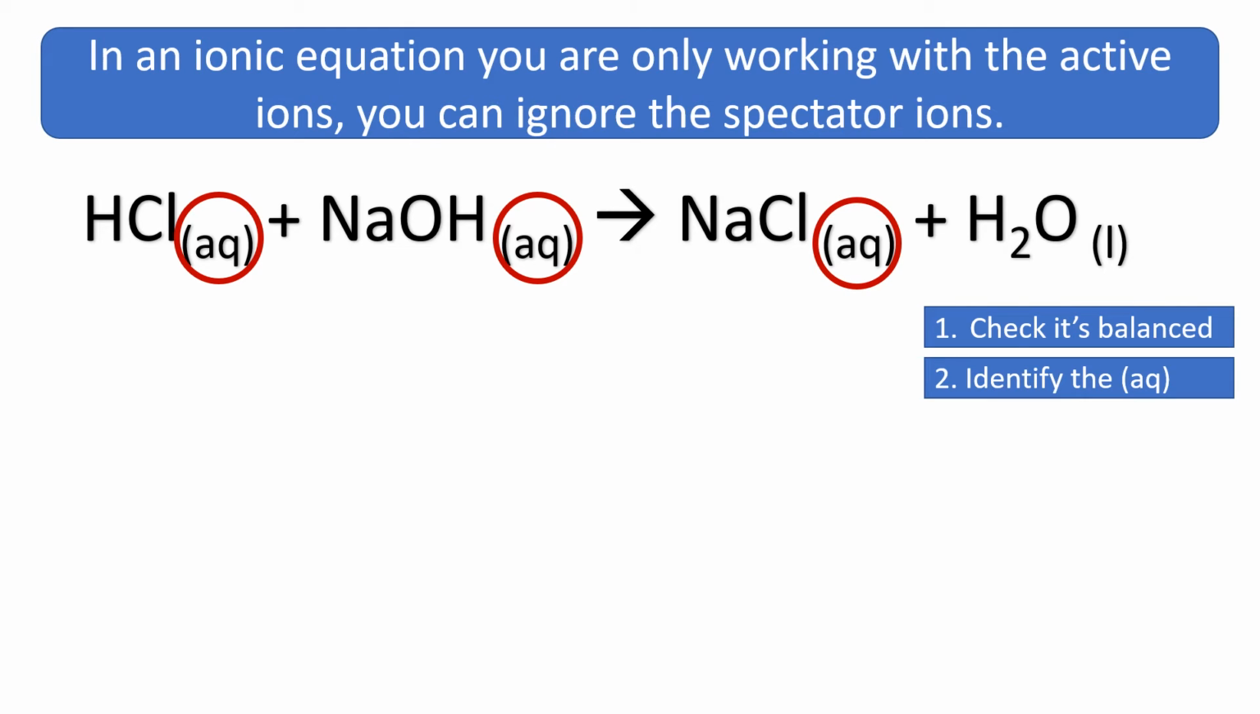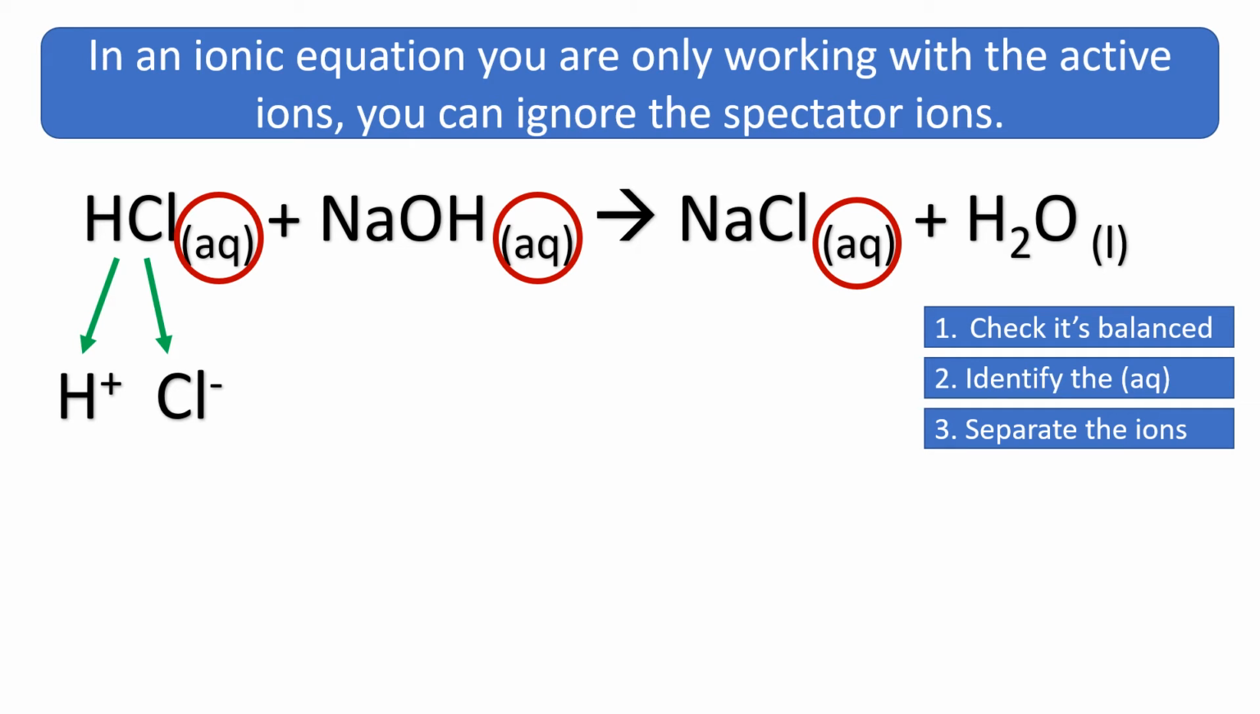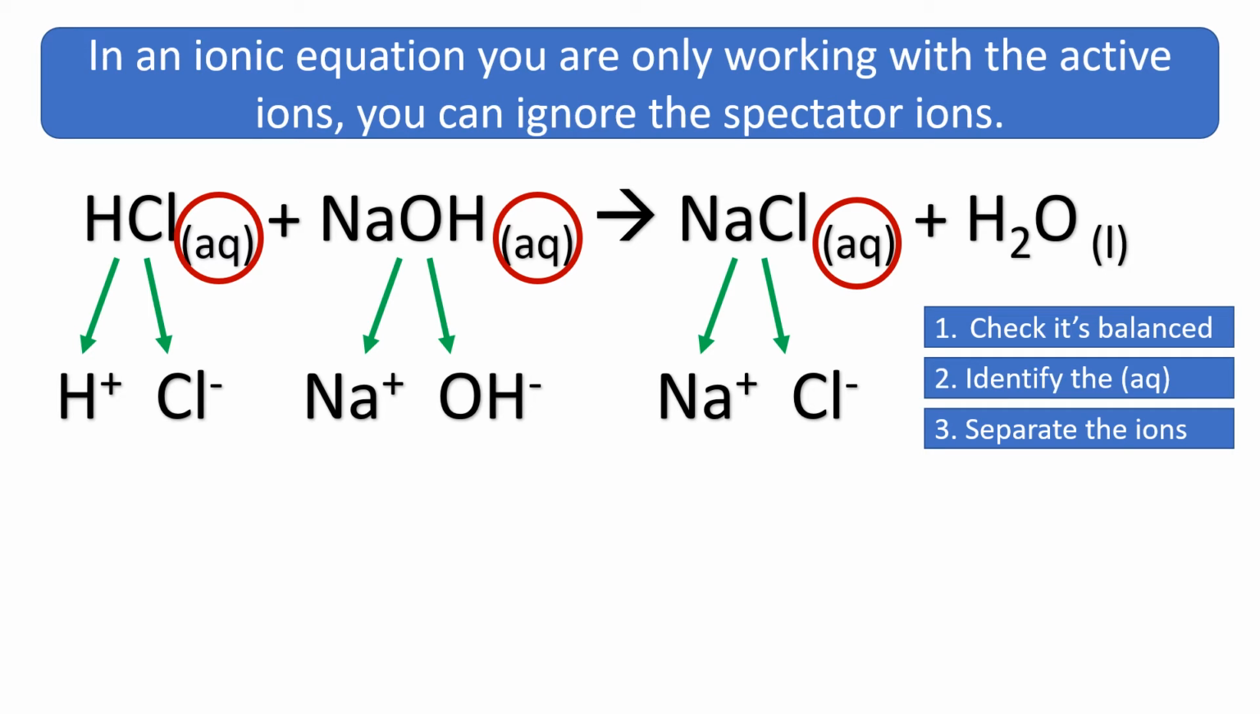And for now, I can ignore the H2O because it's a liquid. So the third thing I'm going to do then is to separate the ions. So for the HCl, I've got a H+ and a Cl-. Again, I would know that from the periodic table, or I would just know that. For the NaOH, I would recognise I've got Na+ and OH-. And for the NaCl, I've got an Na+ and a Cl-. Okay, so hopefully that's all making sense so far.